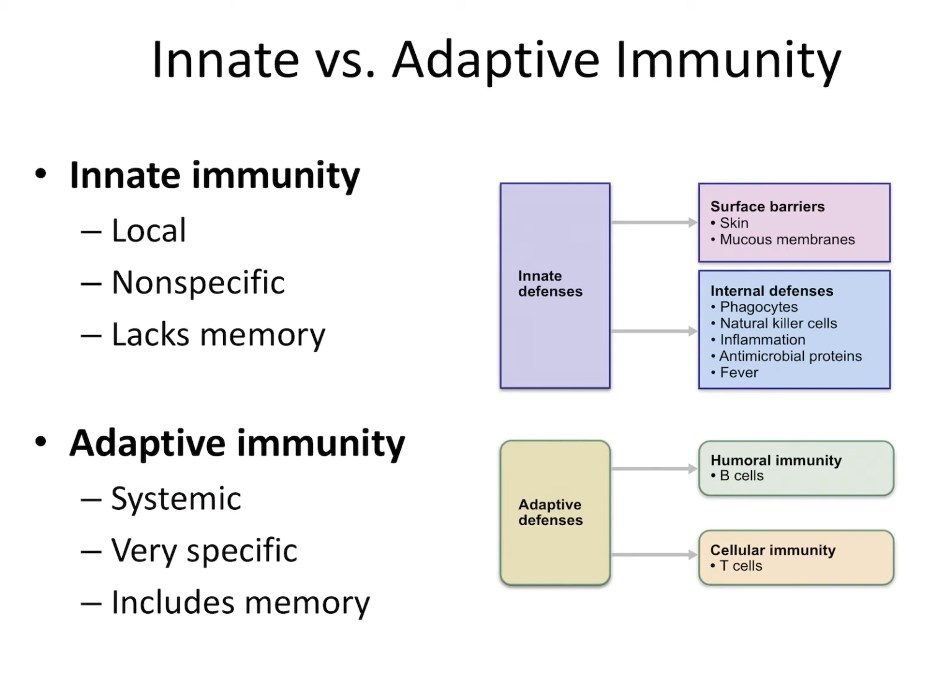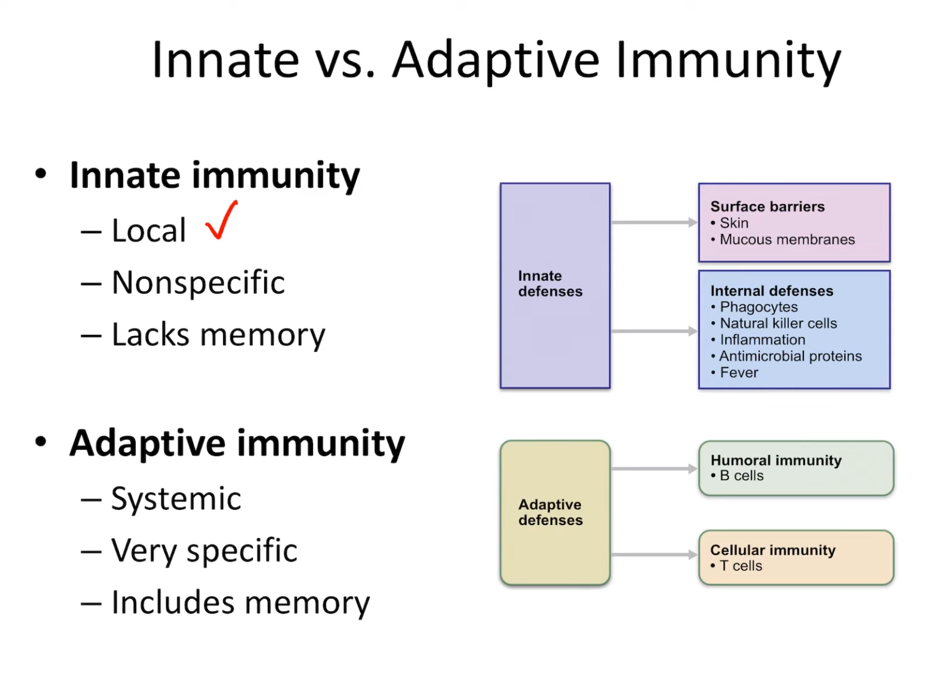If we were to compare innate versus adaptive immunity, we could characterize them based on these three characteristics. So innate immunity, we can say that it's local. Now, this means that essentially the innate immune reaction, which consists of our first and second lines of defense, the skin, as well as the leukocytes that are going to fight against a broad range of pathogens, is essentially going to occur in one particular region.